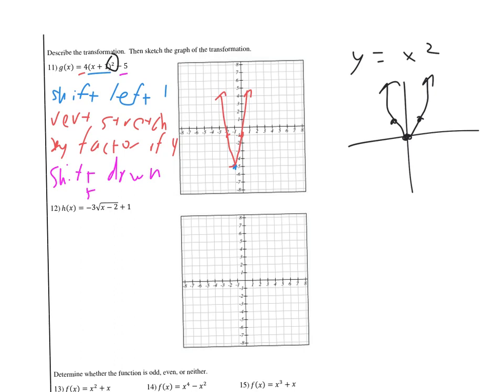So you can kind of compare that. If I would have drawn this parent function here, it would have been kind of like this, so a lot wider. Okay, next up, we'll do number 12.